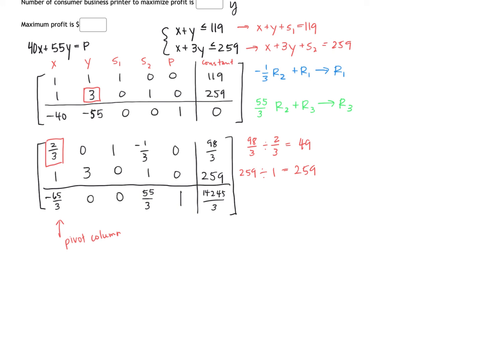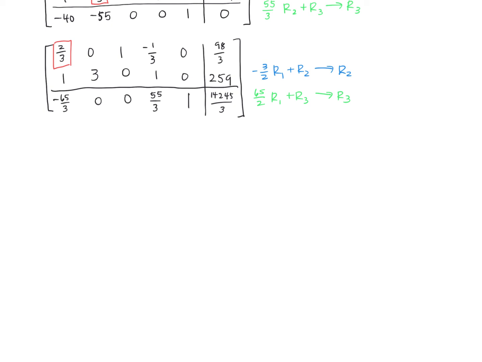So we want to zero out everything below that. So in order to zero out the 1, we're going to multiply row 1 by negative 3/2, add it to row 2, and replace row 2. And that will give us our new row 2. And then to get the 0 for the negative 65 thirds, we're going to multiply row 1 by 65/2, add that to row 3, and replace row 3. So when we do that, we're not changing row 1, so I'm just going to rewrite that.